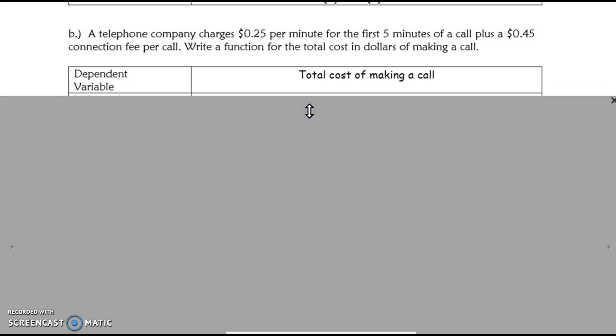The connection fee is a constant. We know what it is. Dependent variable, we don't know what it is. We don't know what the total cost is going to be. So what do we have for the independent variable, Gemma? What do you think the independent variable is in this case?